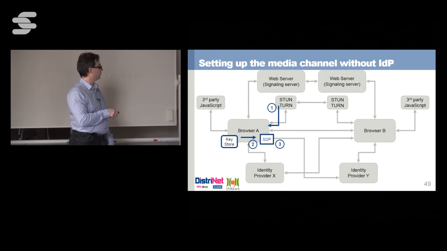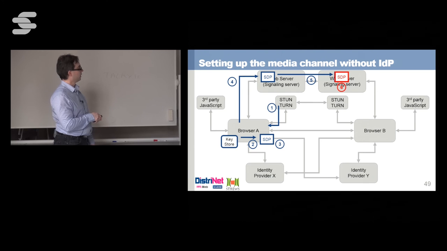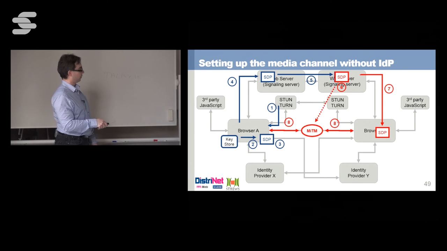What you will do is include that information about your IP address and so on, also information about the fingerprint of that key in your SDP request. And what you do now is actually sending that SDP over the messaging channel and you set up a connection.